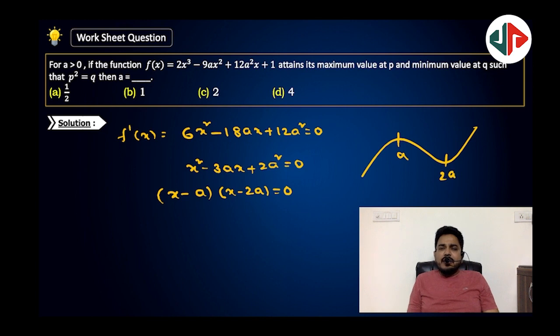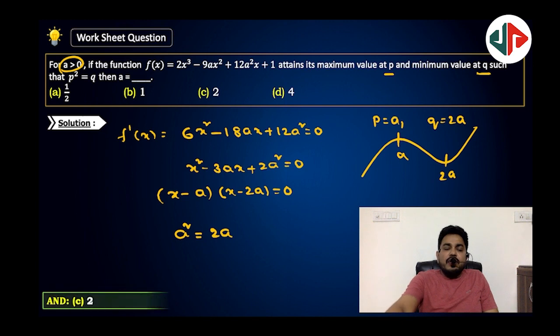But they clearly mention maximum at p. So p is equal to a, minimum at q. So q is equal to 2a. But they said p square equals q, so a square is equal to 2a. A is not equal to 0, a greater than 0. So therefore, a is equal to 2 will be the correct answer.